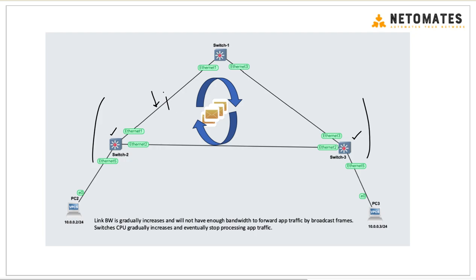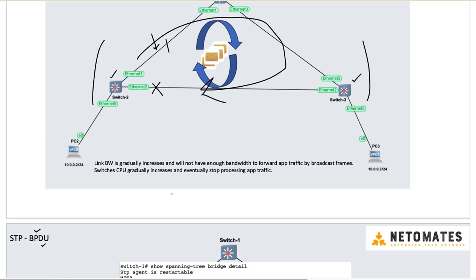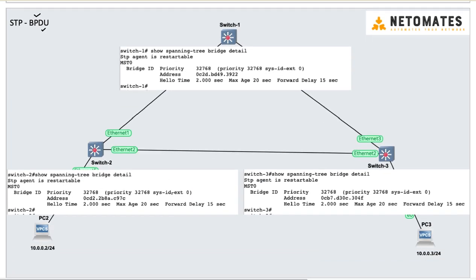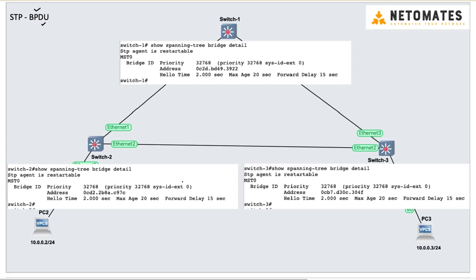What spanning tree will do is automatically detect the loops and disable one of the links. Once we disable one of the links, there will be no ARP requests going in a loop. So let's see how spanning tree will detect the loops and block one of the ports. Each switch, when it is running spanning tree protocol, will generate BPDUs, bridge protocol data units. The information in the BPDUs is the bridge ID of that switch.